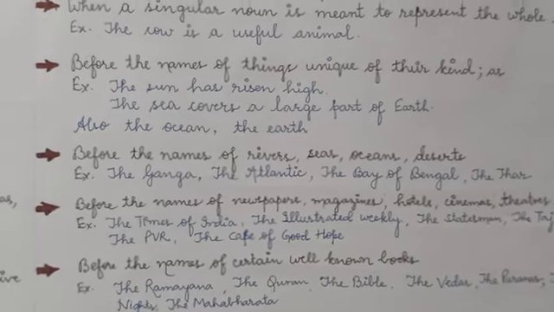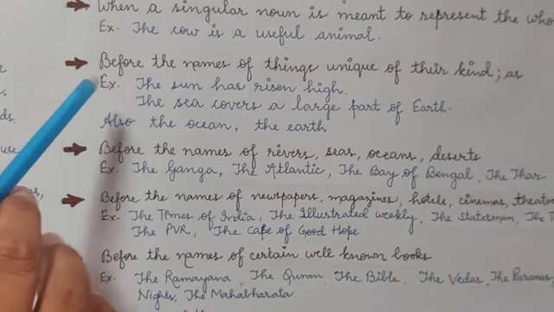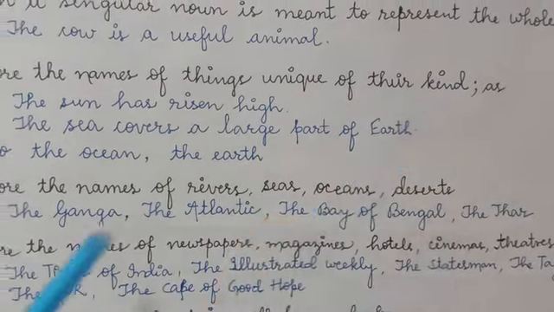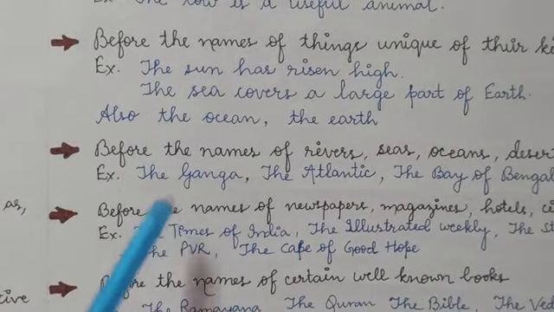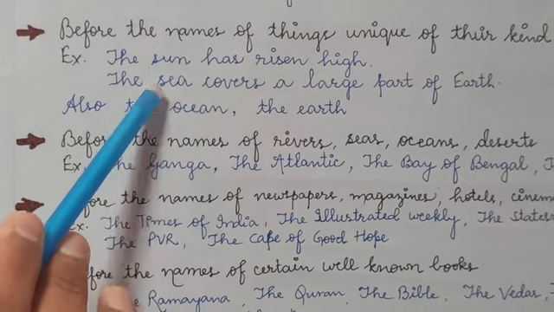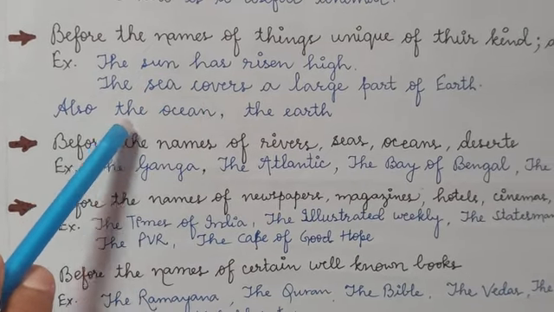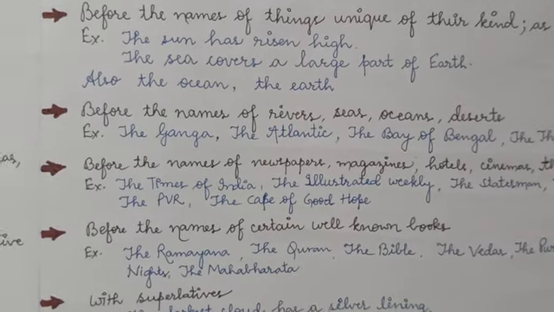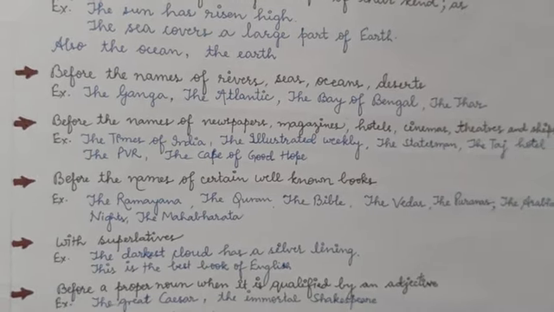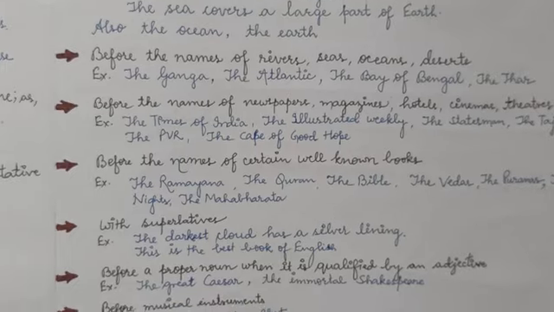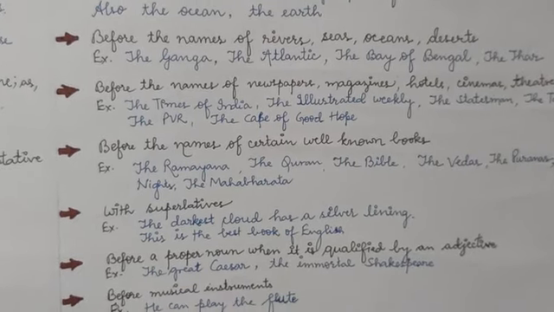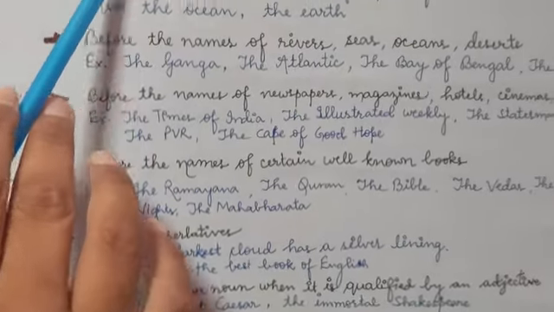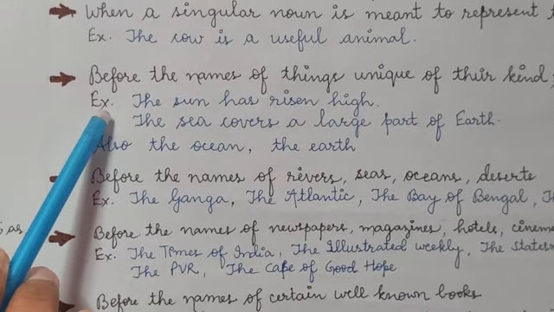Next, use the before the names of things unique of their kind. Suppose, so many examples are there: sun, sea, ocean, earth. These things are unique definitely, and before these things we can use the definite article.